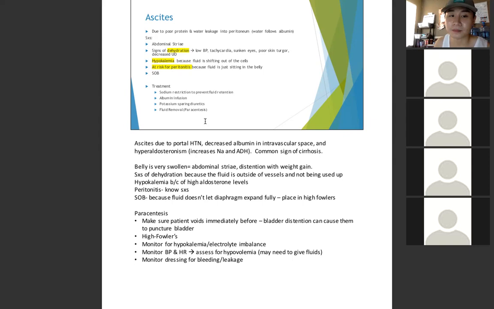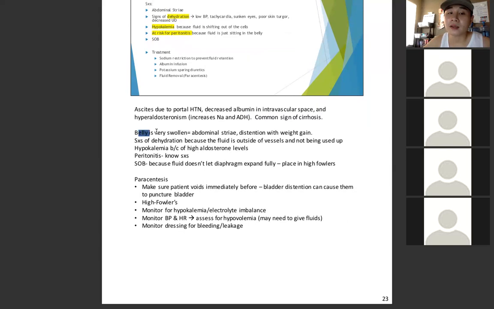Ascites is due to portal hypertension, decreased albumin in the intravascular space, and hyperaldosteronism, with increased sodium and ADH. Common signs of cirrhosis: the belly is very swollen, abdominal striae, distension with weight gain. Signs and symptoms of dehydration, because the fluid is outside of the vessel and not being used up. Hypokalemia, because of the high aldosterone level. Peritonitis, no sign or symptom.